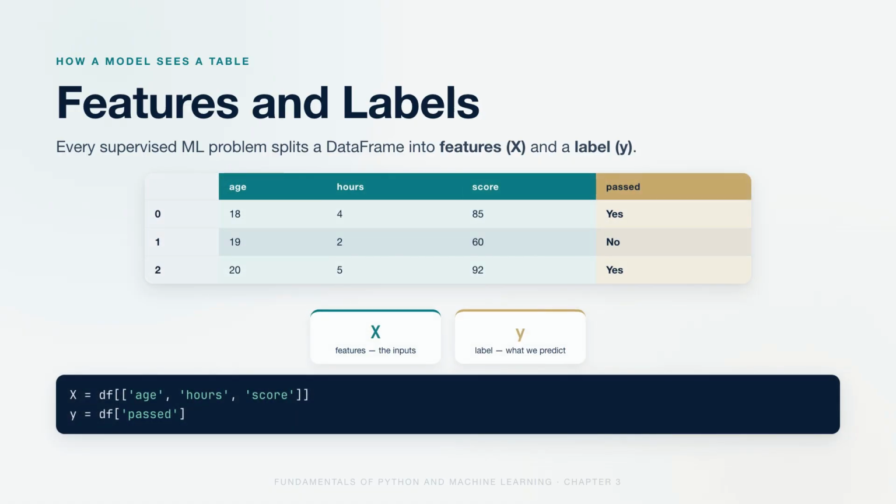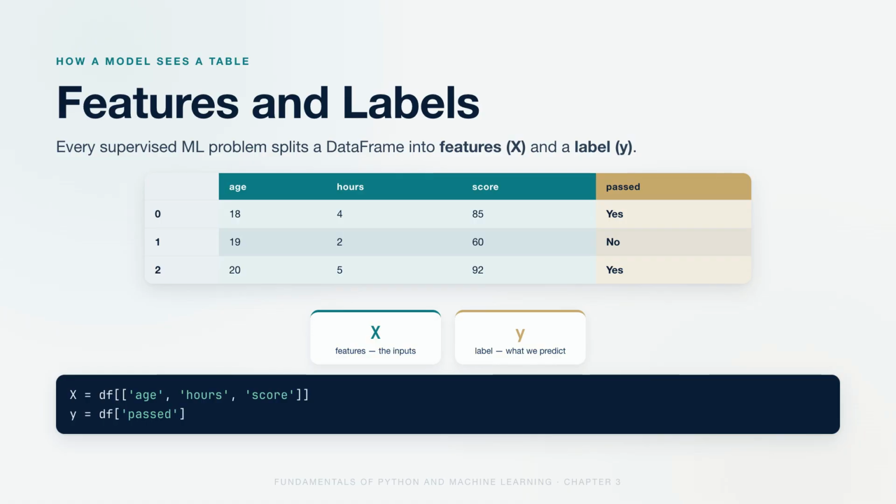Now let's connect pandas directly to machine learning. In machine learning, we usually separate our data into features and labels. The features are the input columns. The label is the output column we want to predict. For example, suppose we have this data frame with attendance, assignments, quiz, and final result. If we want to predict whether the student will pass or fail, then final result is the label. The other three columns are the features.